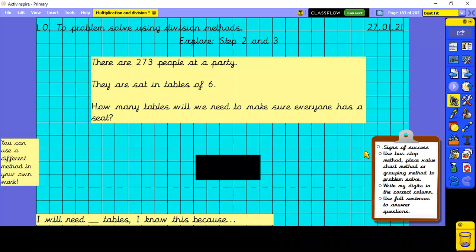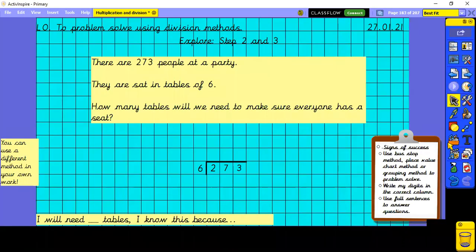And the key word here is everyone. Okay? So pause the video and either have a go at this problem or just think about what you will need to do to solve it, what calculation. So pause the video now and have a go at that.